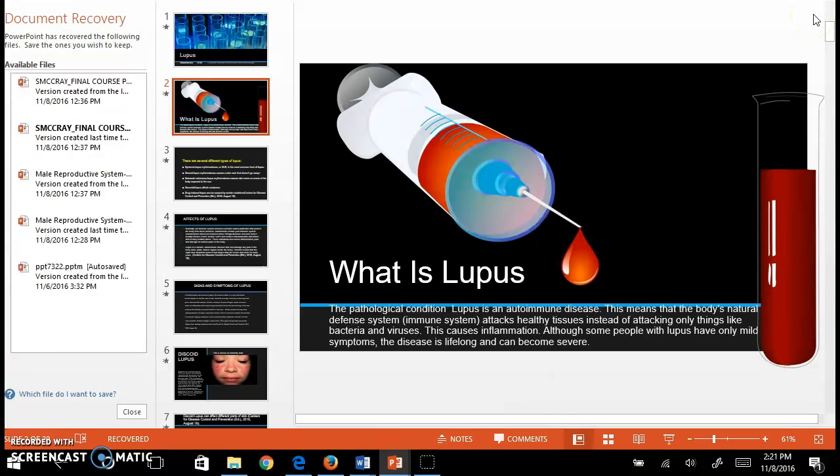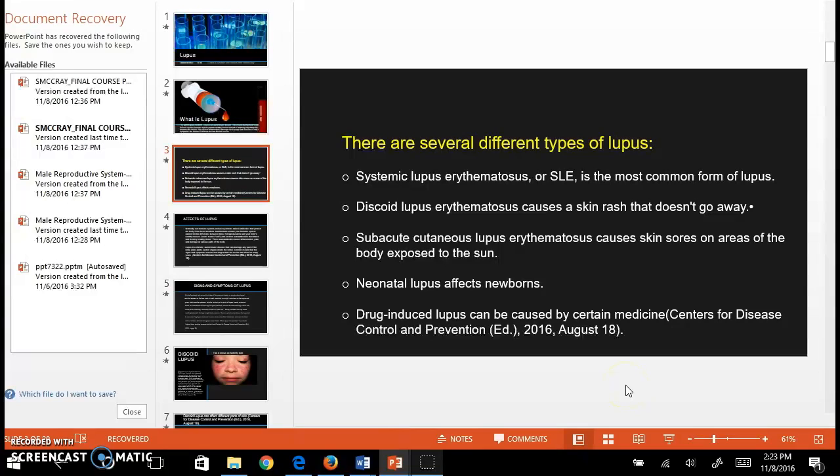First, I want to tell you what lupus is. It's a pathological condition, and it is an autoimmune disease. This means that the body's natural defense system attacks healthy tissue instead of attacking only things like bacteria and viruses. This causes inflammation. Although some people with lupus can have mild symptoms, the disease is lifelong and can become serious. There are several different types of lupus. There's systemic lupus, discoid lupus, subacute lupus, neonatal lupus, and drug-induced lupus.